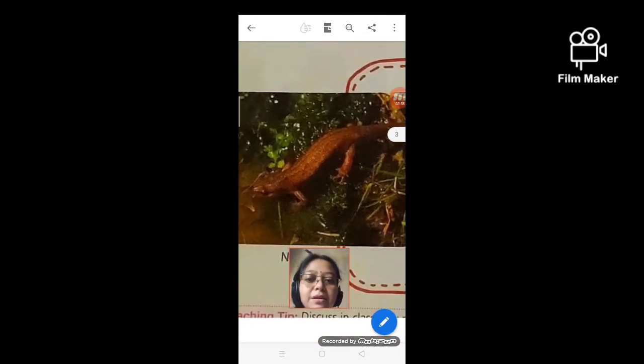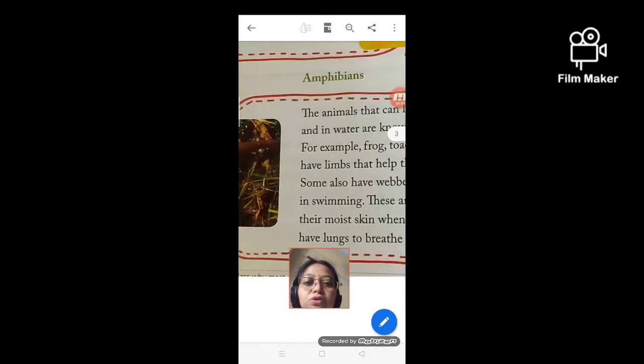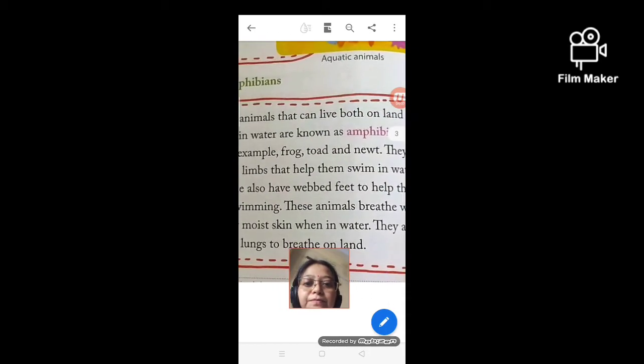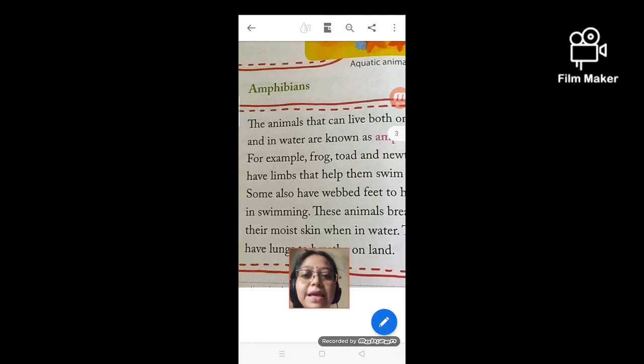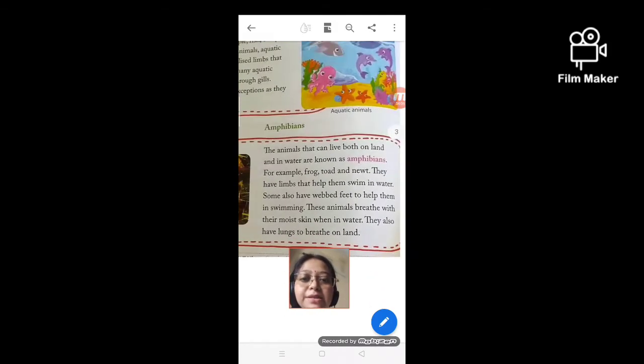So now let us see newt. These are newt, frogs, toad. These are the examples of amphibians.